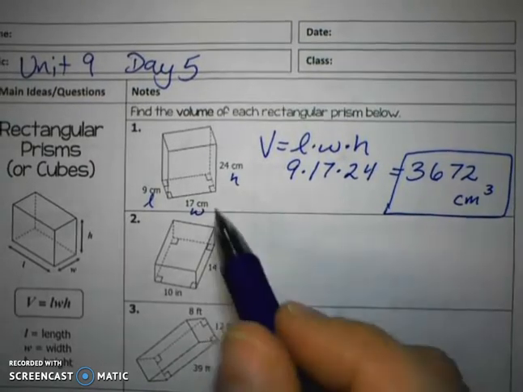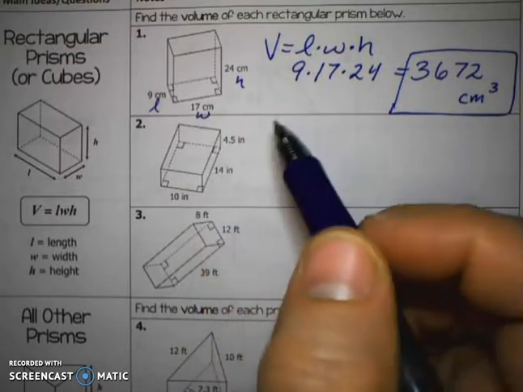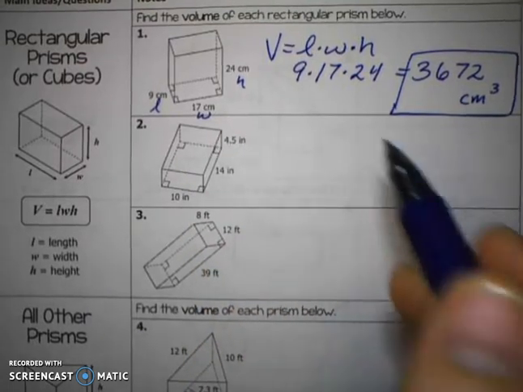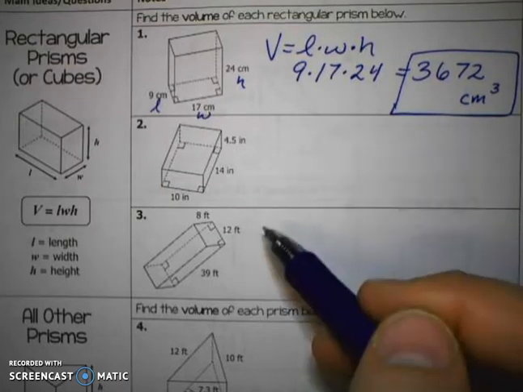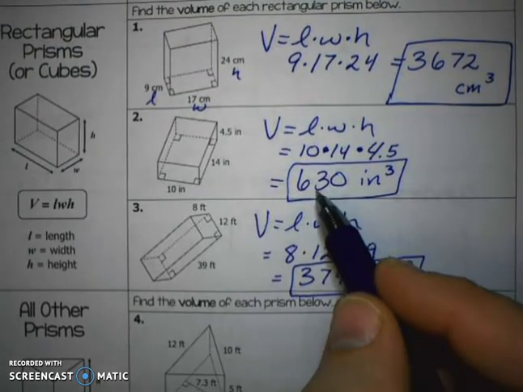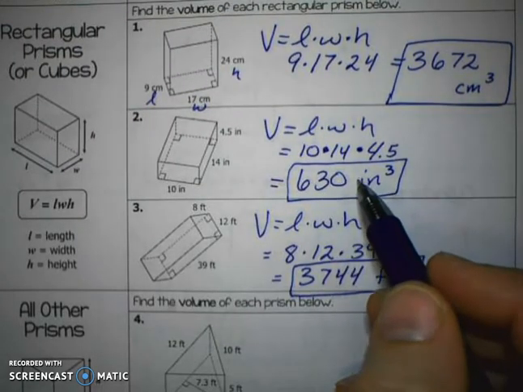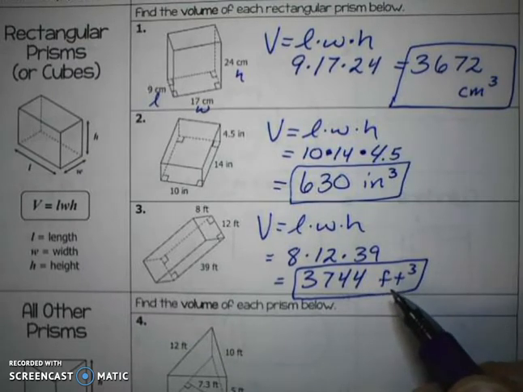And so I would like for you to try and do 2 and 3 on your own. Pause the video so you can actually try these on your own, get answers for both, and then push play to see what those answers are. Okay, this should be what you get. You should get 630 cubic inches for number 2 and 3,744 cubic feet for number 3.